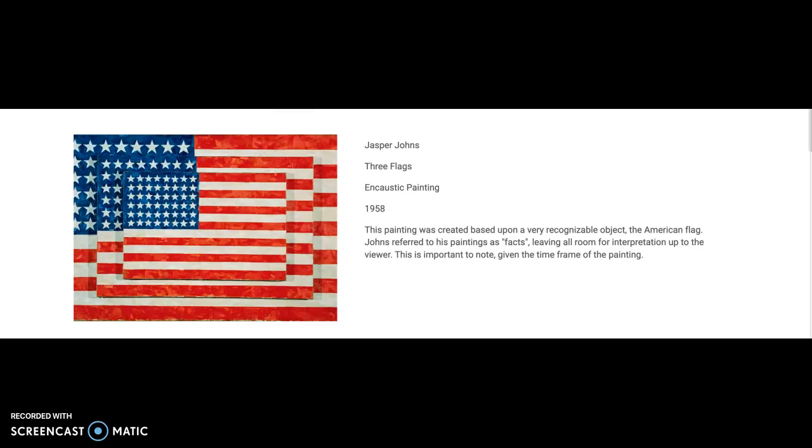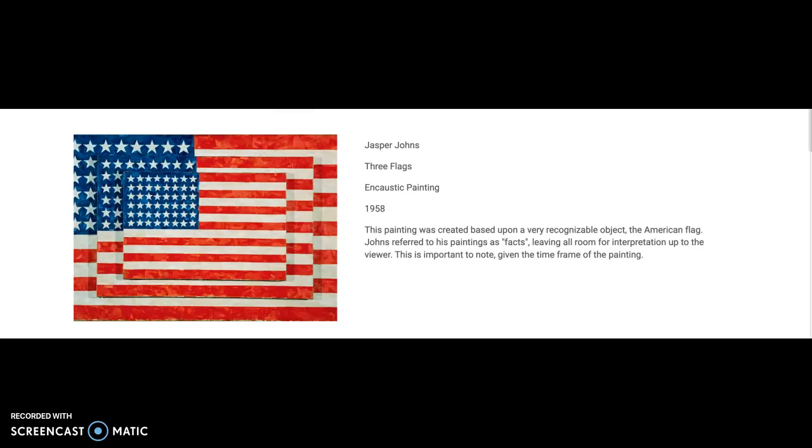The next thing we're going to go over is just a little interpretation of the painting. Like I talked about earlier, it was created in 1958, so if you know anything about American history, this was a time period after World War II where the civil rights movement was pretty big. The artist of this piece, Jasper Johns, his statement on all of his artworks was that they were facts. So he 100% left interpretation up to the viewer.